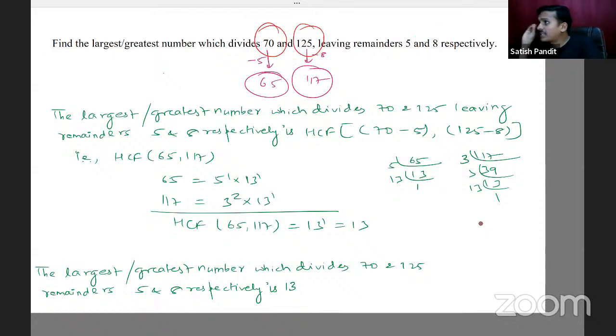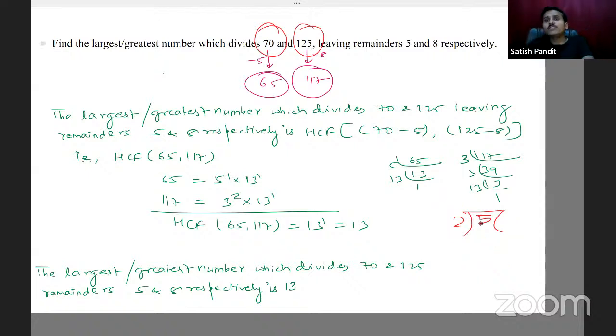I repeat, because after dividing, we are getting remainders. That means if you divide 70 by that number, you'll get remainder 5, and if you divide 125, you'll get remainder 8. Suppose I have the number 5. If I divide by 2, I'm getting 2 as quotient, remainder is 1. If I remove 1 from 5, it will be exactly divisible by 2. Yes or no?